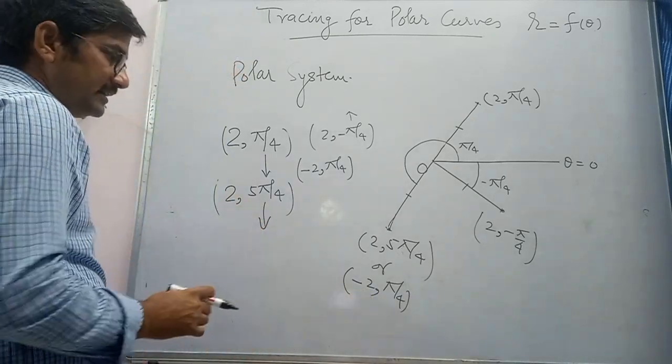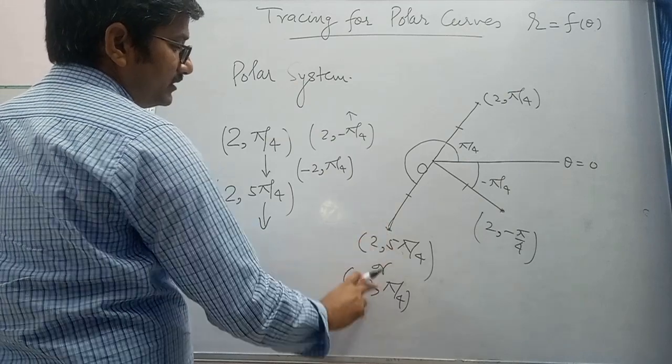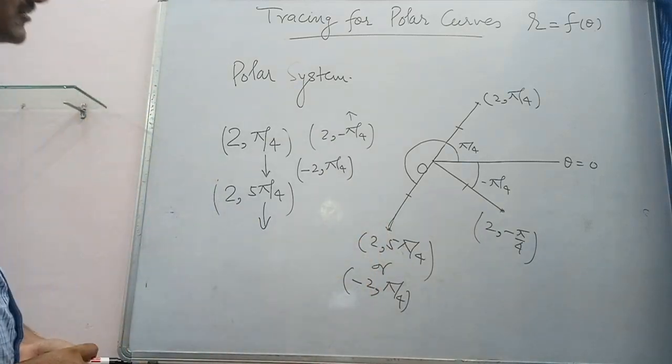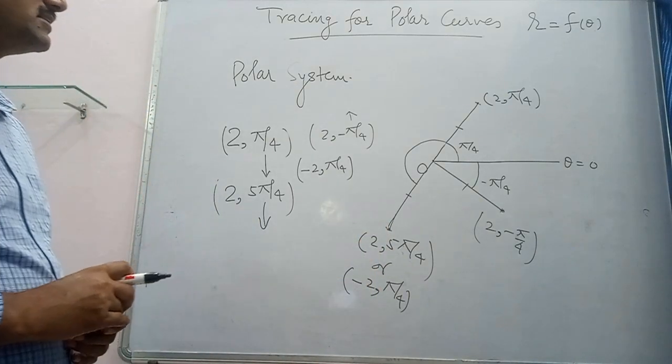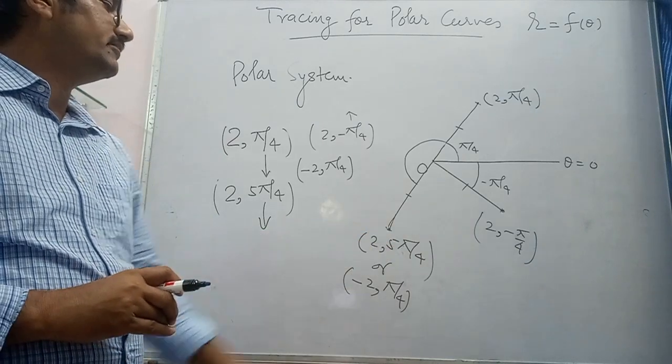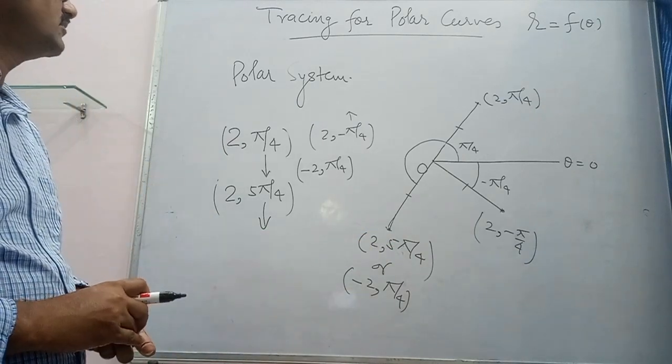So you can say that for the same point there are 2 different coordinates. This is the drawback of the polar system. For a point we have more than 1 coordinates.